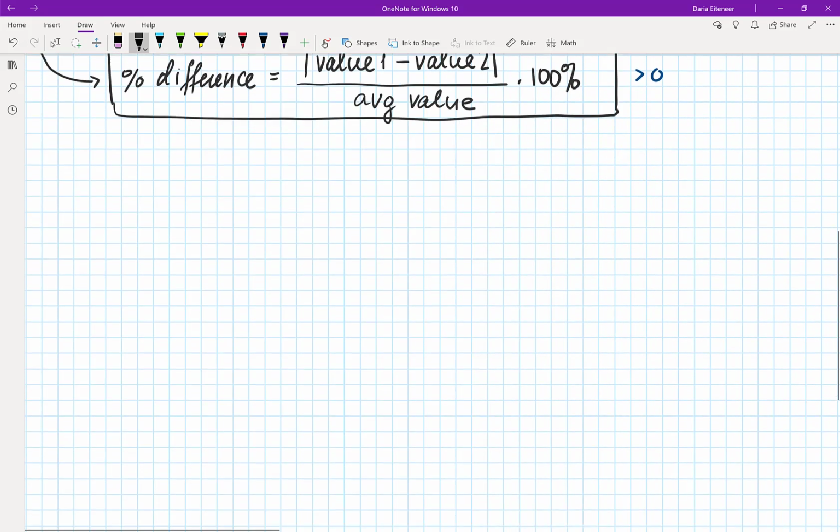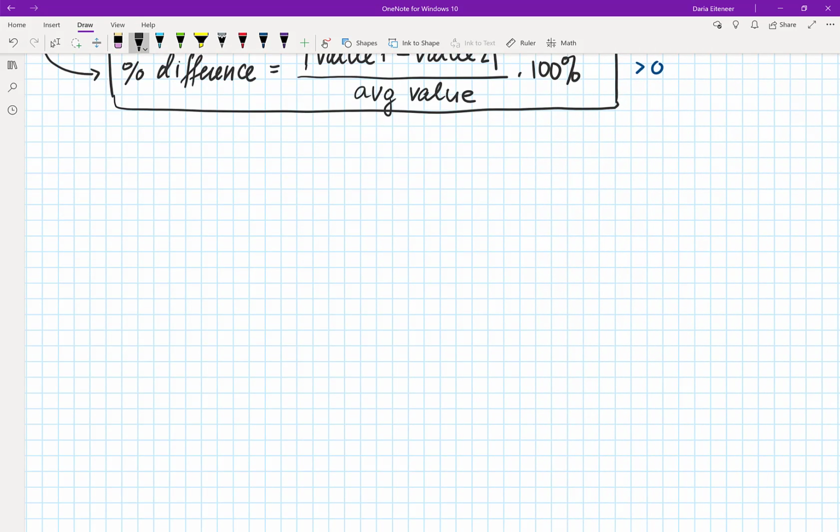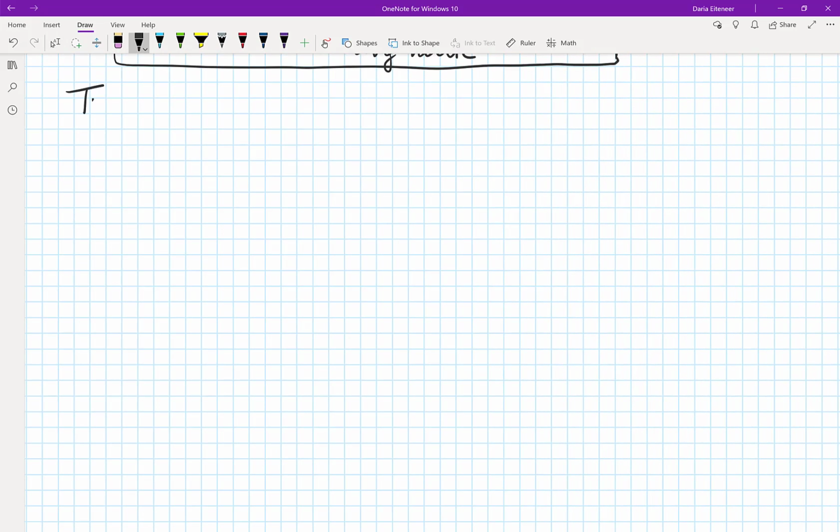Then I'll briefly mention here types of errors. Where does that percent error or percent difference come from? I'll briefly mention it here, and then I'll post a separate handout on Canvas that talks about what exactly different types of errors are. The two big categories are random errors and systematic errors.